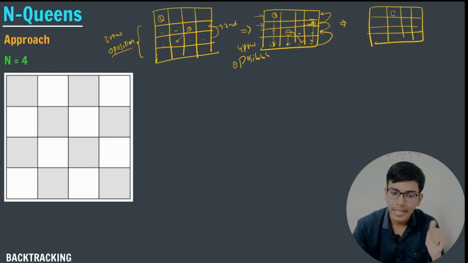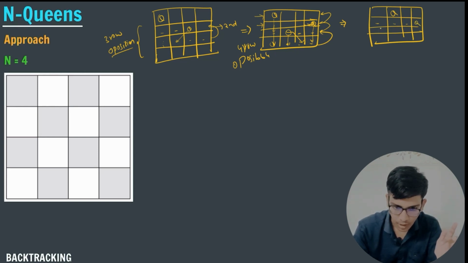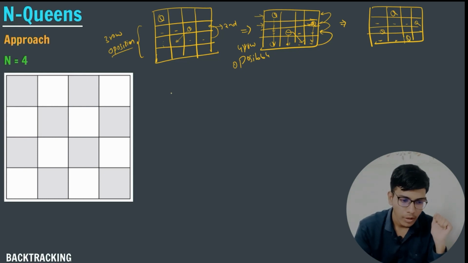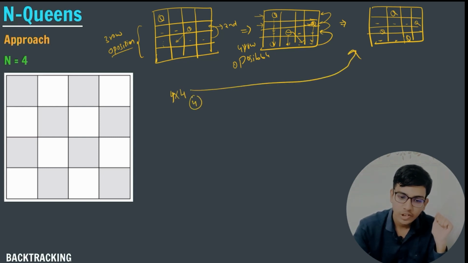If I place my first queen in the second position, then for my second queen in the second row, these 3 positions are in danger, unsafe for my second queen. So I can place my second queen here. Okay, so here I can place my third queen, and similarly these positions are unsafe, but I can place my fourth queen here. So in a 4x4 board I can place my n queens, that is 4 queens, in this sort of manner.